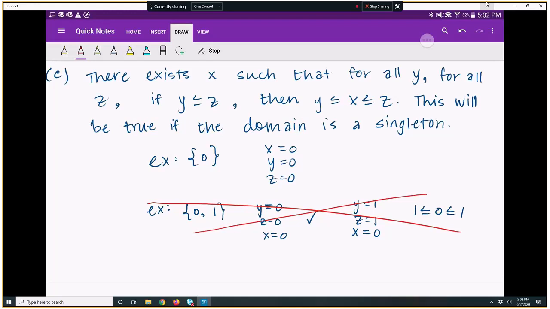So that should be the last example for this lecture note and this lesson on logic.